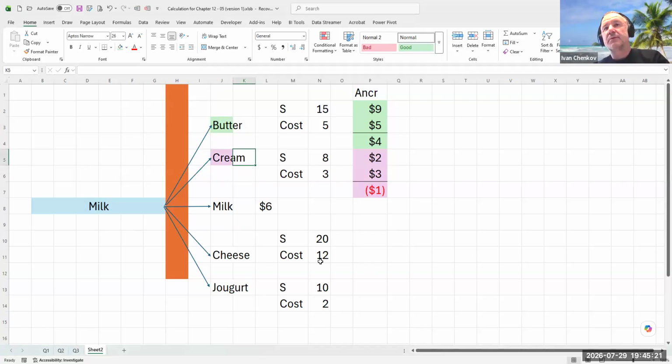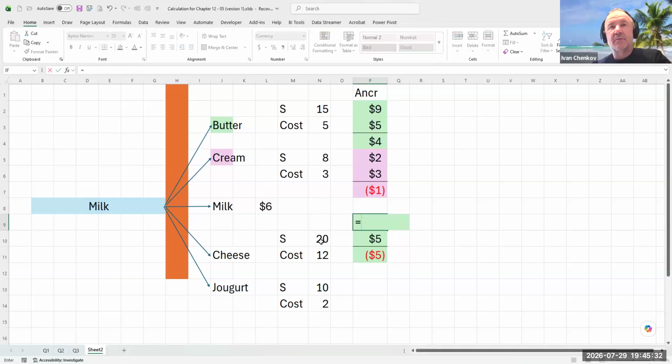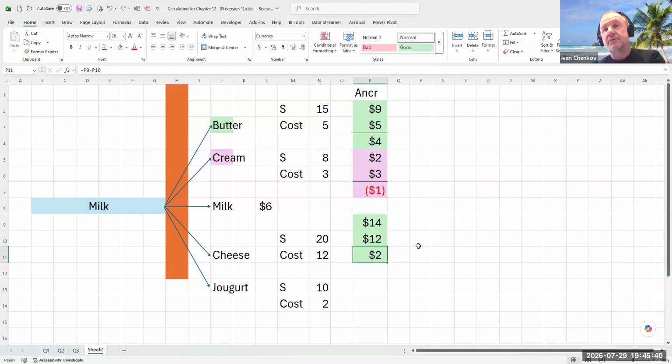And the same thing we're going to do with the cheese. Let's see, the cheese should be positive, but let me see if I get it positive. The cheese, we're going to have $20 minus the 6. So the additional or incremental is going to be $14, but it's going to cost us $12 to make it. So we make $12, $2 extra. Yes, we're going to go with the cheese.